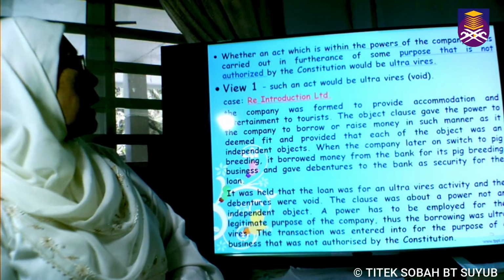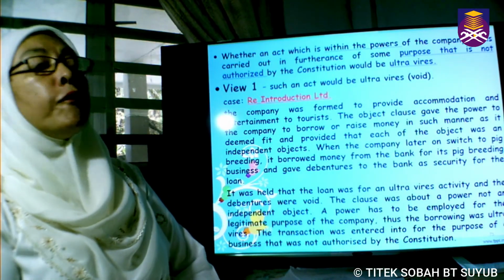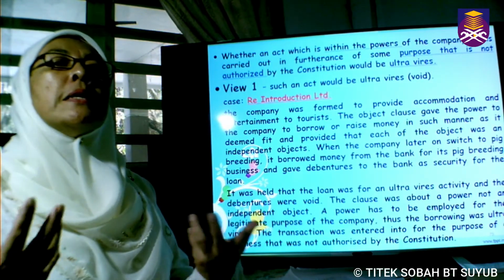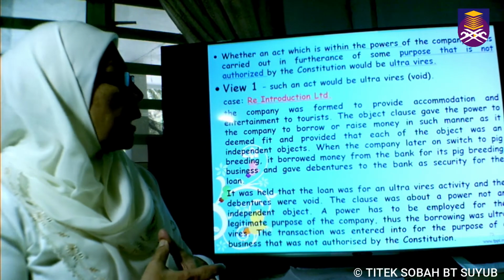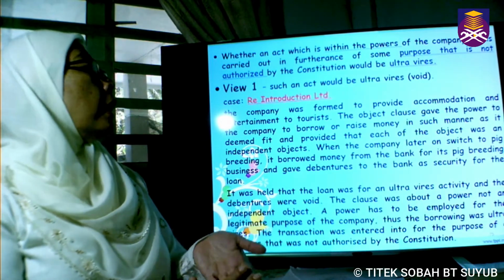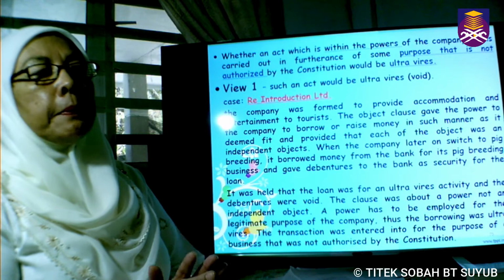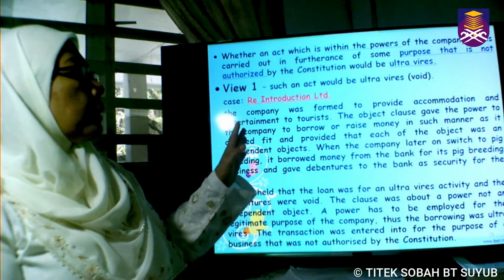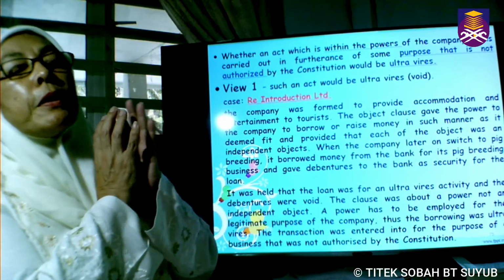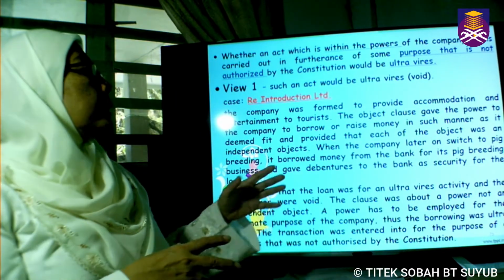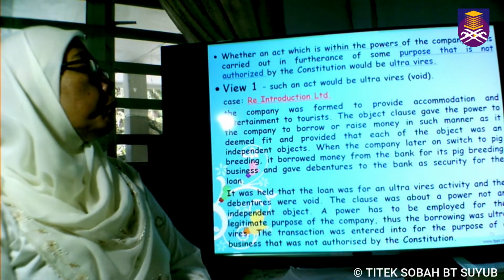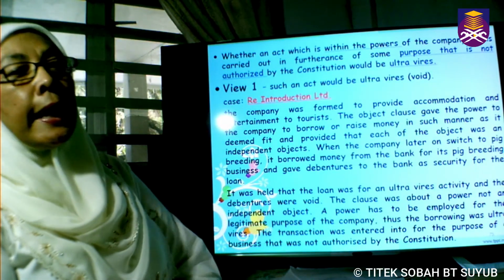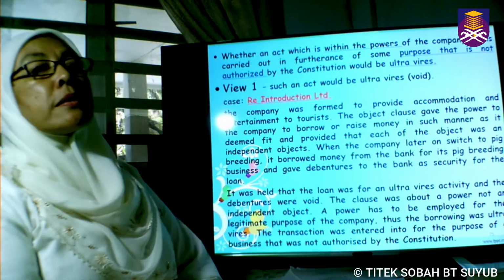What happened in the case of Re Introductions: the company was formed to provide accommodation and entertainment to tourists. This is a business related to tourism. Okay, to provide accommodation and also entertainment for tourists. So the object clause, they were formed for that purpose. That is the purpose why the company is being formed. Then the object clause gave the power to the company to borrow or raise money in such manner as it deemed fit, and provided that each of the objects was an independent object.